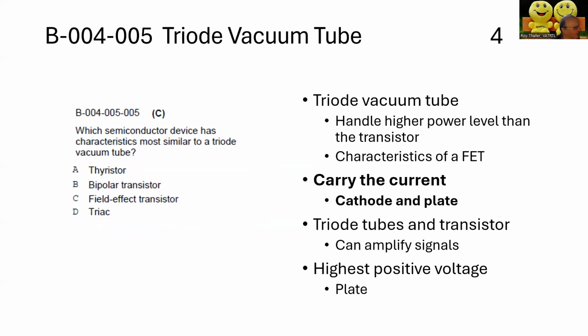Which semiconductor device has characteristics most similar to a triode vacuum tube? So in this case, both operate similarly. That would be C, the field effect transistor, because they both have a high impedance input and they work on voltages while the bipolar transistor works on current.